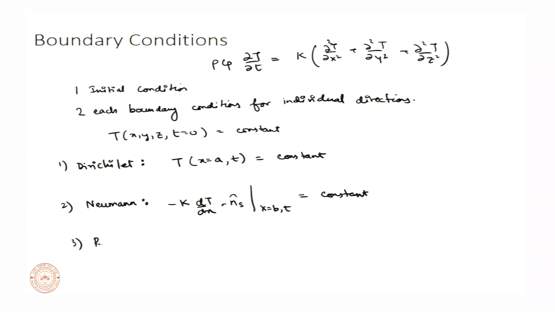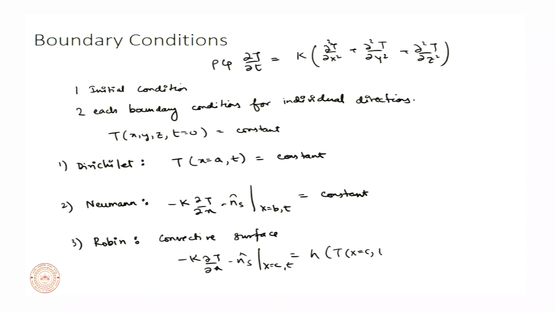And the third is called a Robin type boundary condition. This is a combination of Dirichlet and Neumann. If you have convective heat transfer, a convective surface, then minus k dT by dx, well rather del T by del x, because these are all partial derivatives, dot with surface normal at x equals c at time t equals h times T at x equals c comma t minus T infinity.